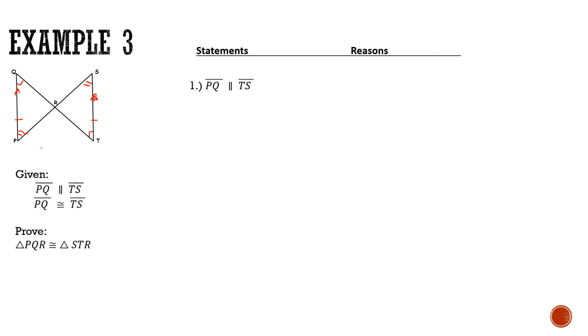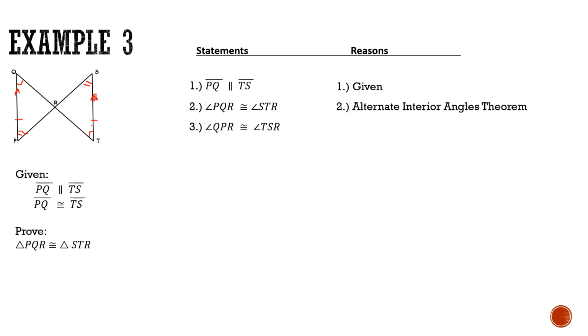PQ parallel to TS. That's given. Based on the fact that those two lines are parallel, I can state that PQR, which was that first angle I marked right here, is congruent to STR by the alternate interior angle theorem. I can also state that the other angle, QPR, is congruent to TSR. And this order does matter, so make sure you write these out correctly. The order does matter with the angles. And the same reason, alternate interior angles.